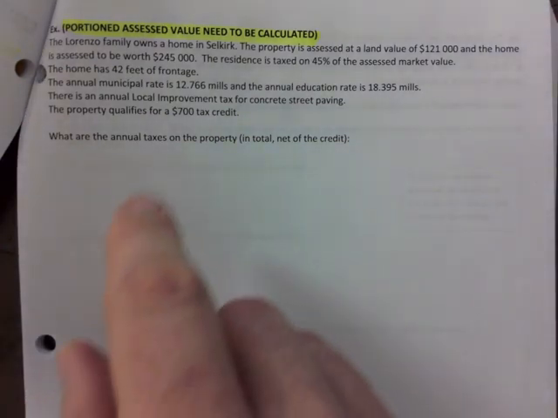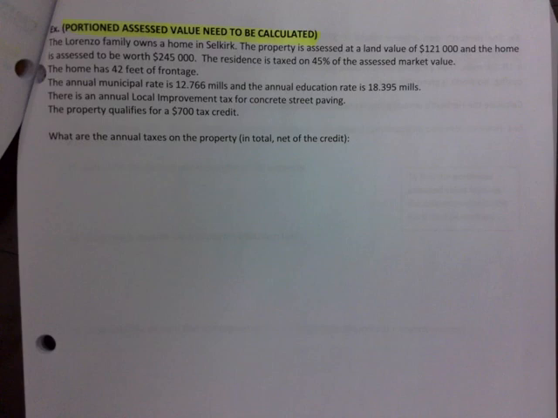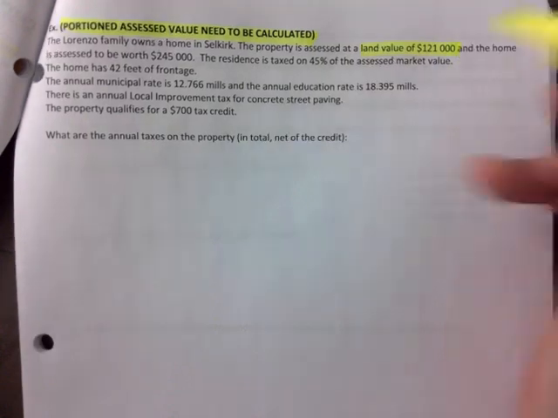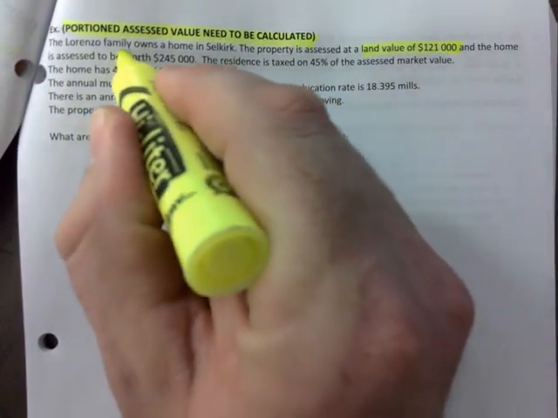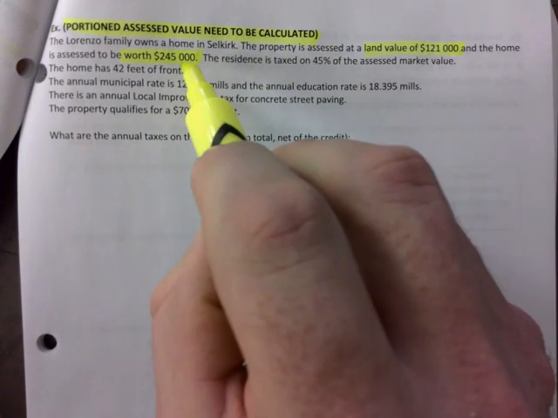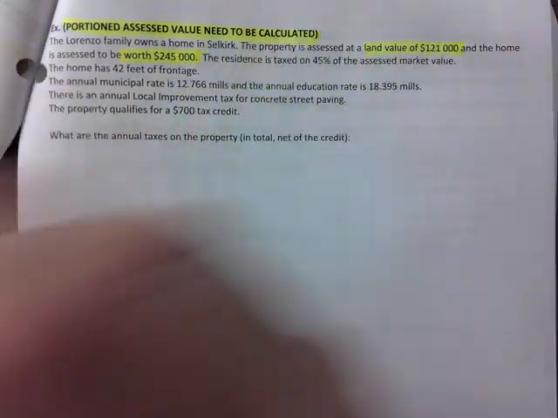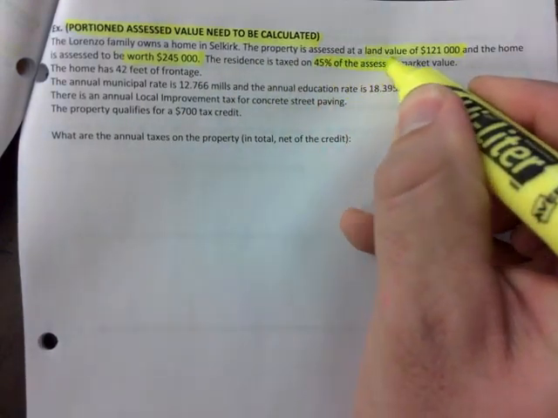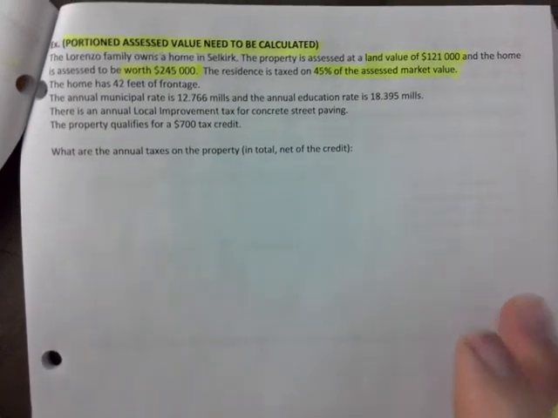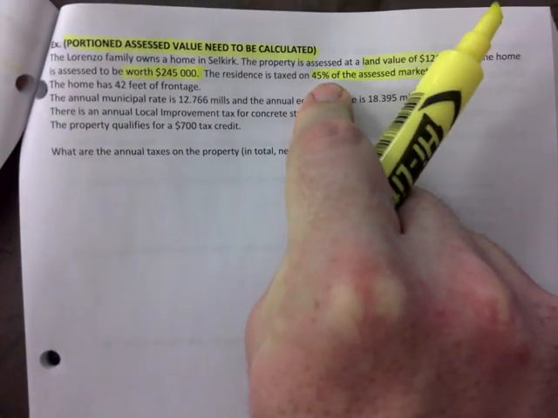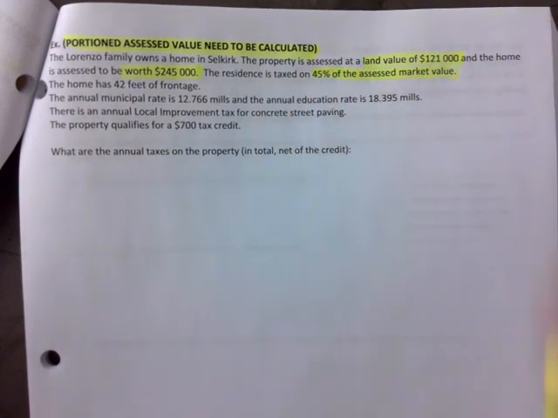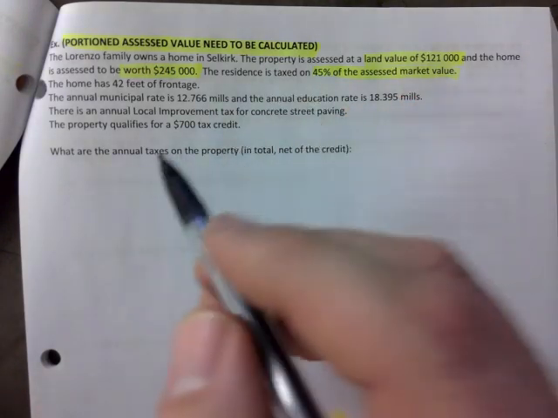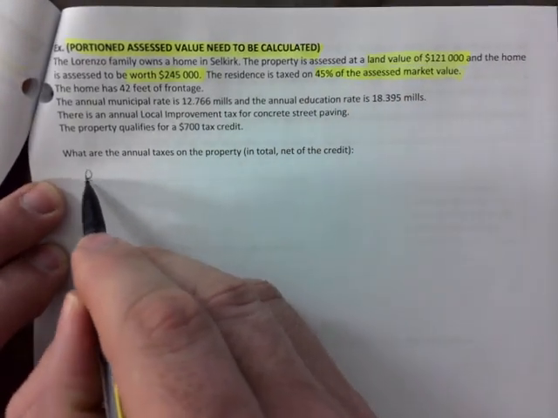Okay, so the Lorenzo family owns a home in Selkirk. The land value is 121,000 and the home is assessed to be worth 245. Even though I break it down like that, you need to find the total, and I talked to you about that. The residence is taxed at 45% of the assessed market value. So when I have a 45% on there, that should be a hint. Oh, okay, I need to figure out that portioned assessment, that little piece of the pie that they tax me on.